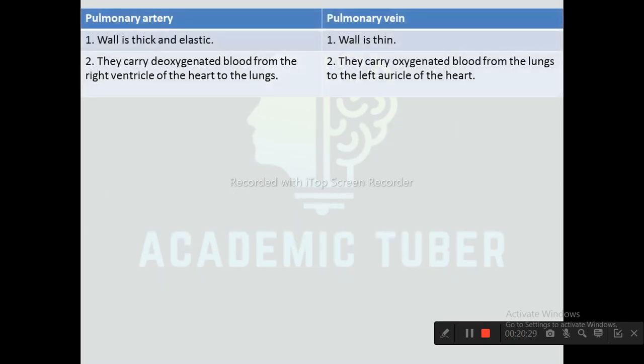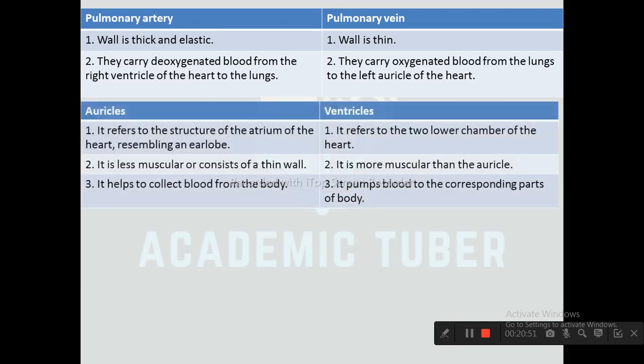Difference between pulmonary artery and pulmonary vein. The wall of the pulmonary artery is thick and elastic, whereas the wall of the pulmonary vein is thin. The pulmonary artery carries deoxygenated blood from the right ventricle of the heart to the lungs, whereas the pulmonary vein carries oxygenated blood from the lungs to the left auricle of the heart.